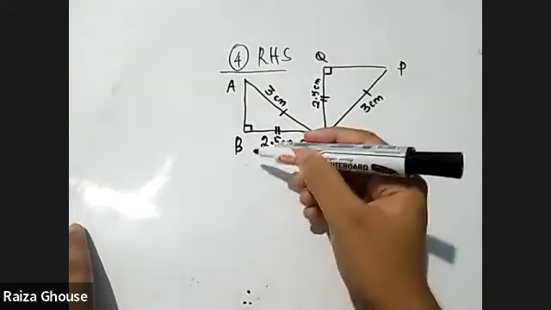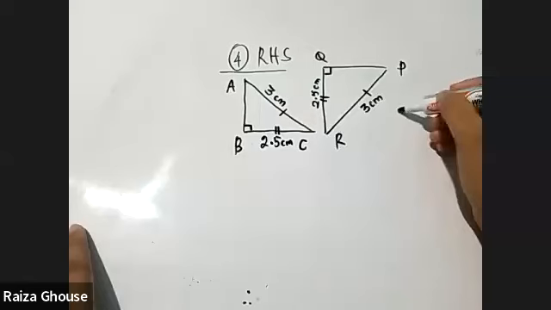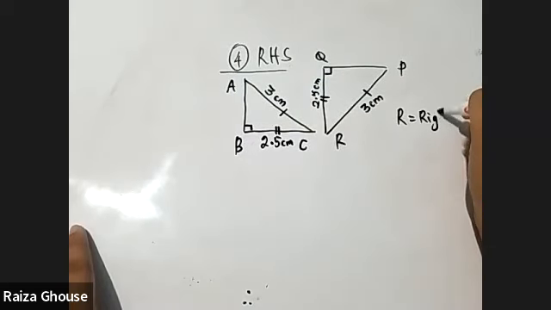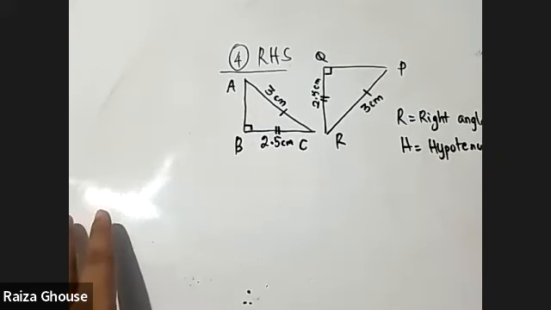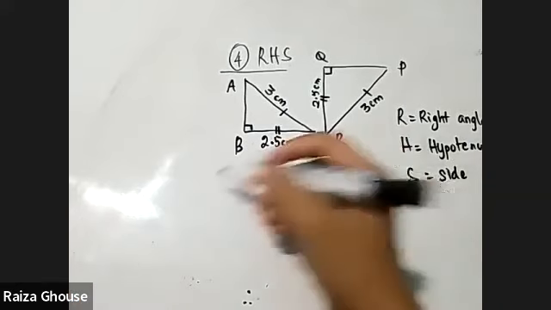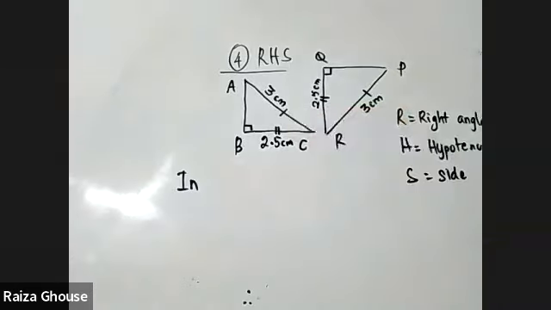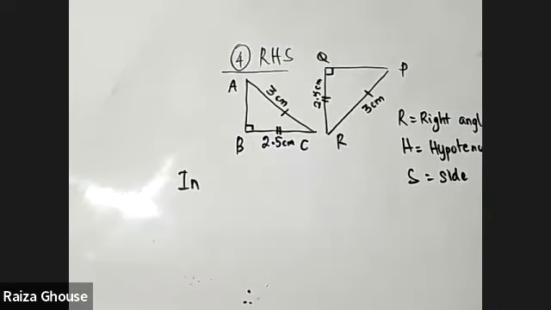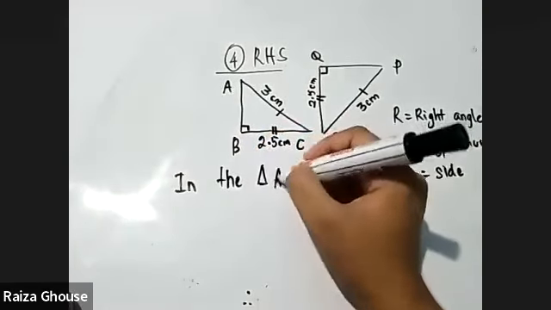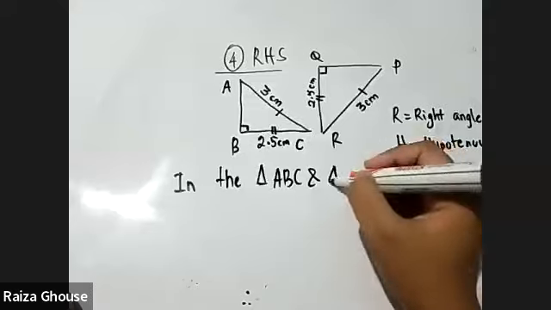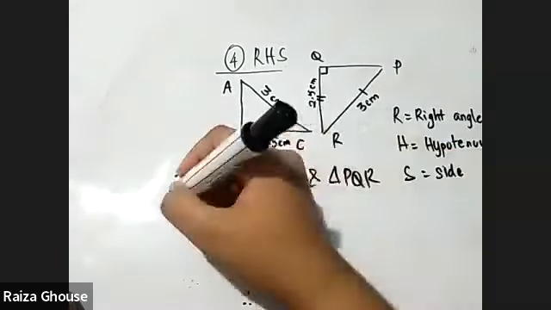So first thing is, you have to understand what this RHS means. R means the right angle, the depicted right angle. H means hypotenuse. And S means the remaining side. Now just as usual, we are writing here: in the triangle ABC and triangle PQR.